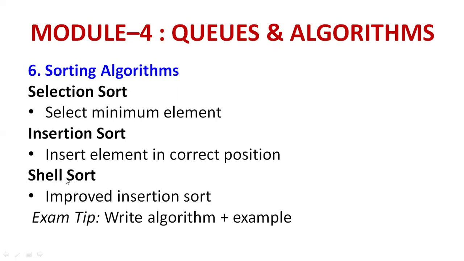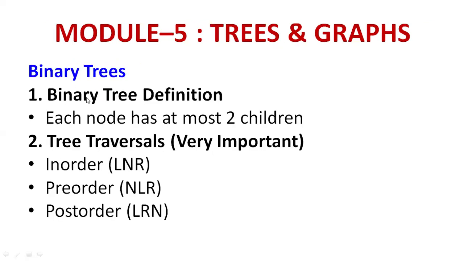Write an algorithm with a suitable example for each sorting, which is very, very important from your university exam point of view. Kindly make a note of this. What is a binary tree? In a binary tree, each node has at most 2 children. That is actually called the binary tree definition.